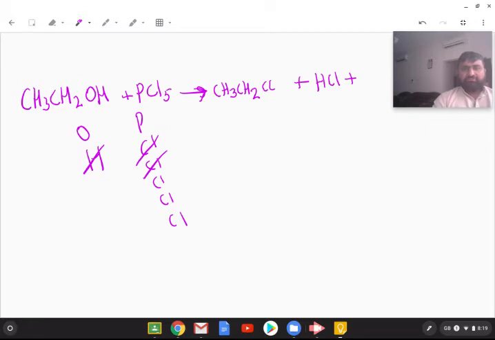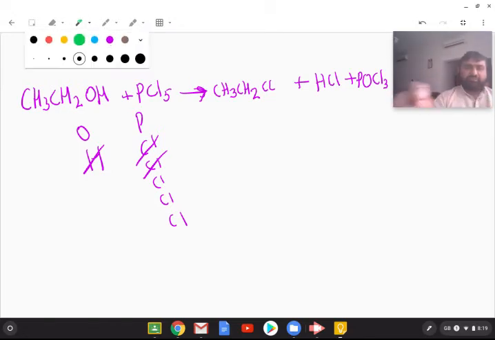So now what is left here? 1 P, 1 O and 3 Cl. So the third product is called POCl3. That's how we write down the equation. Always remember, these two are mandatory and the remaining atoms will combine to give you the other product. What is the name of this compound?